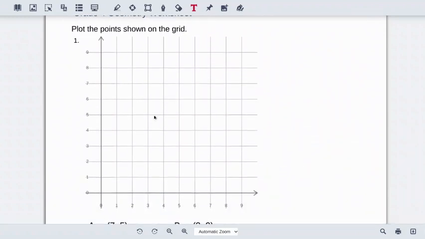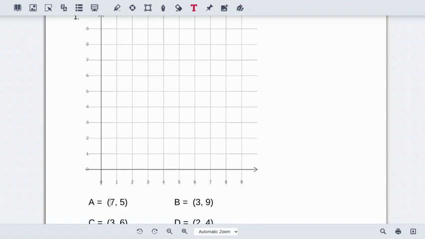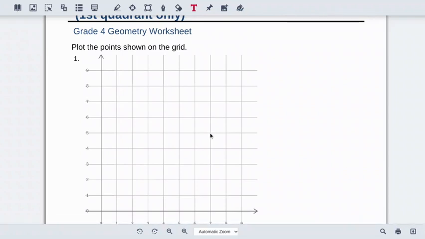Either write down the plot or the coordinate that something is, or I'm going to ask you to put a coordinate on the coordinate grid. So this is the reverse. Point A needs to be at coordinate 7, 5. So I'm going to go over 7, and then I'm going to go up 5. So this is the intersection of 7 on the x-axis and 5 on the y-axis.